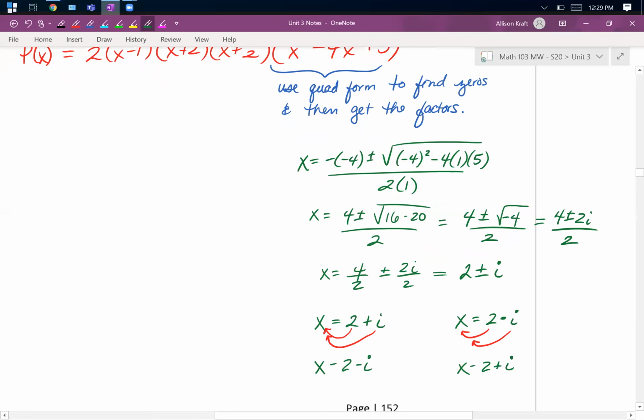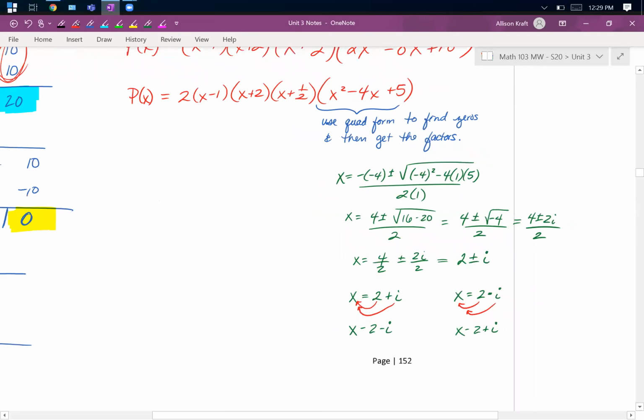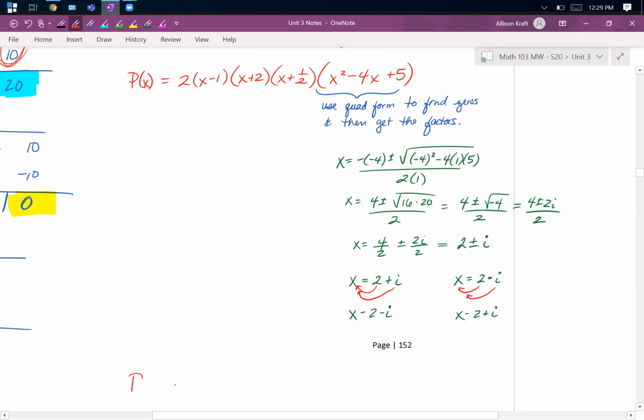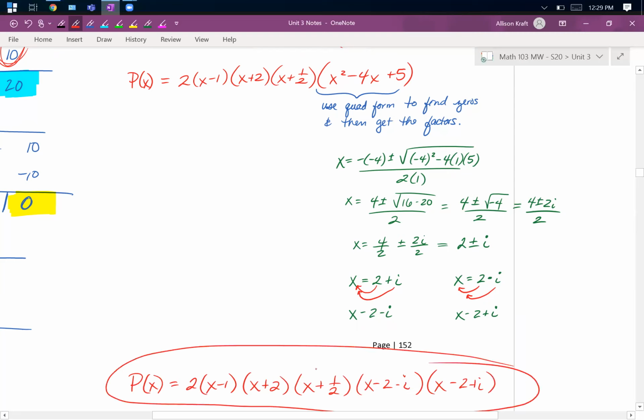Now we're almost done. The last thing we need to do is rewrite our p of x fully factored. p of x is equal to 2 times x minus 1 times x plus 2 times x plus a half times x minus 2 minus i times x minus 2 plus i. And there we go.